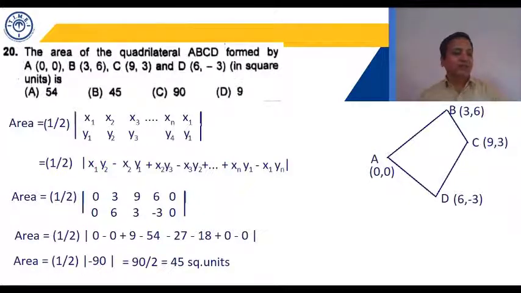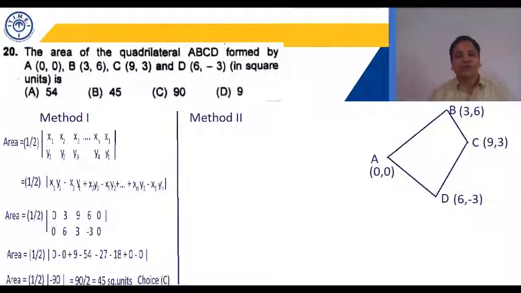Now this is one method by which we found the area. This is one way to solve these types of questions. There is one more method. Let's do the second method also. Earlier we had choice B, 90 by 2, which is 45.